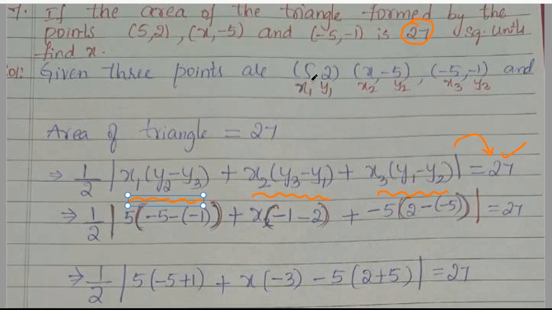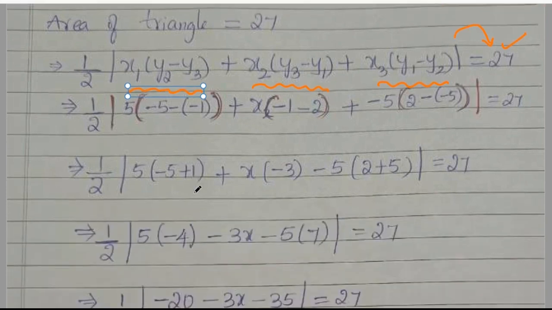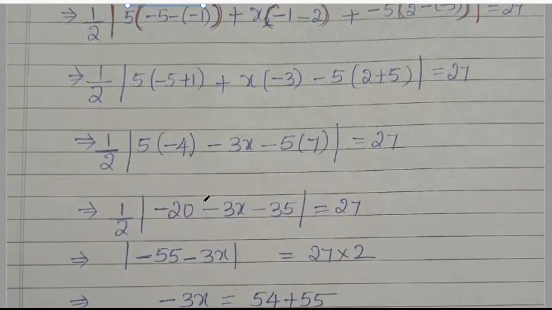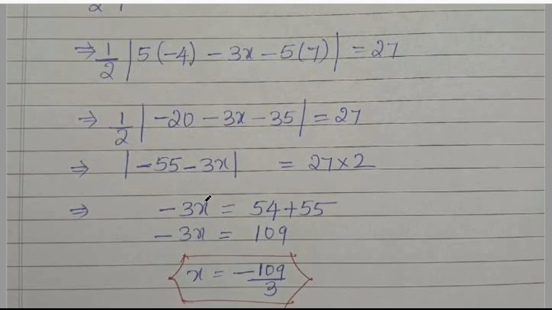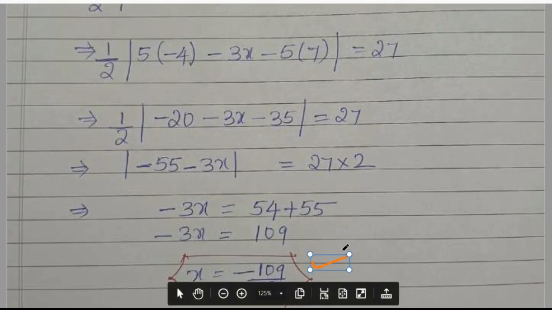So now we have to replace these three. First of all, we have to assume these 3 points as x1 y1, x2 y2, x3 y3 and replace in the formula, students. ఒకసారి మనం రిప్లేస్ చేశాక మనకి వాల్యూ ఏమొస్తుంది అంటే x value is minus 109 by 3.